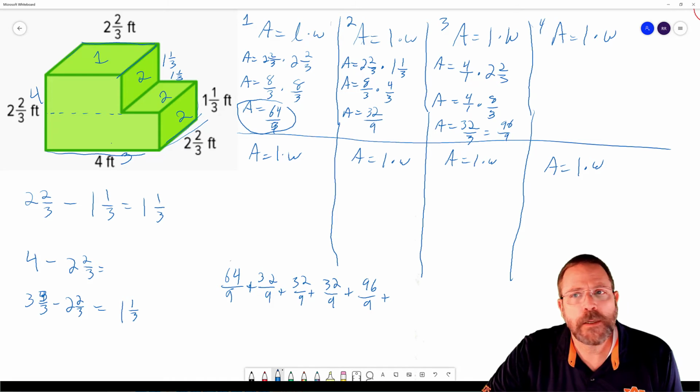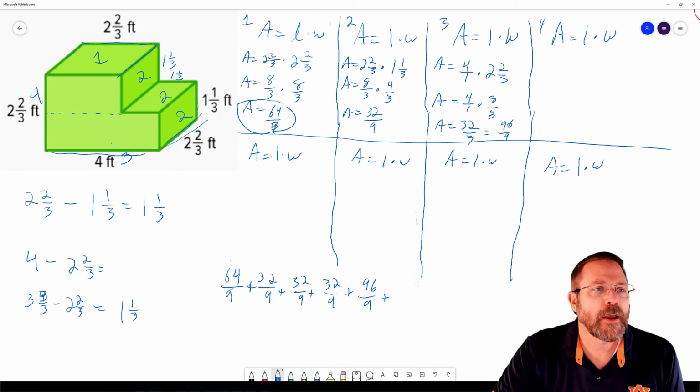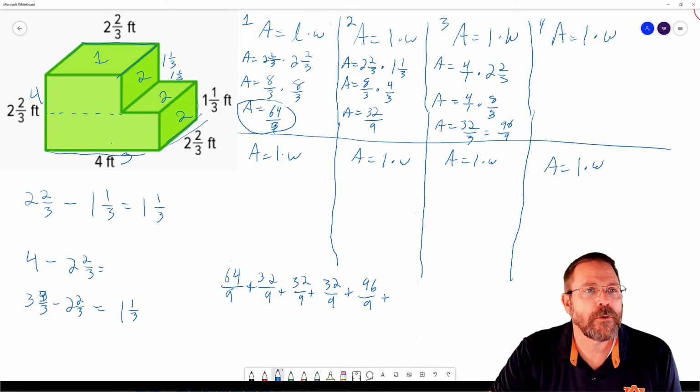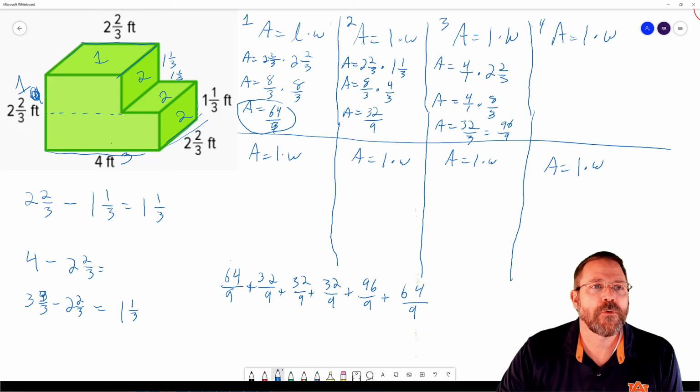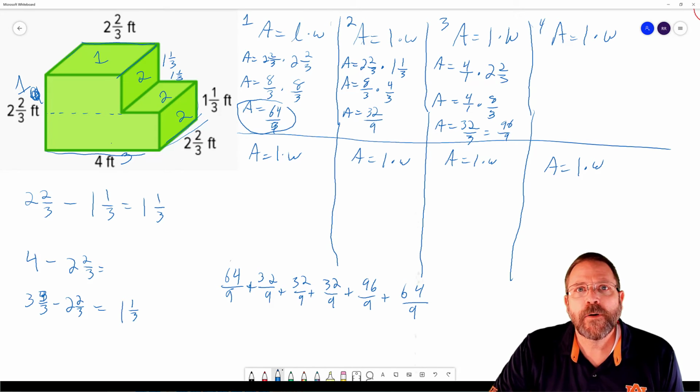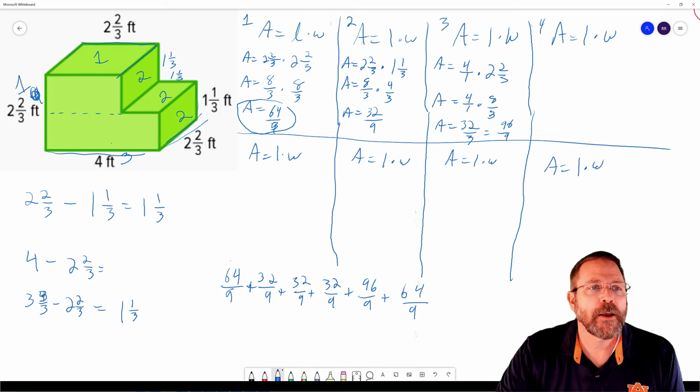It's going to be a 2 2/3. It's the same exact as rectangle 1. It's 2 2/3 this way and 2 2/3 that way. So I'm going to scratch that out. I'm going to make that a rectangle 1 again, which means I can put 1's dimensions here, which is going to be 64/9.